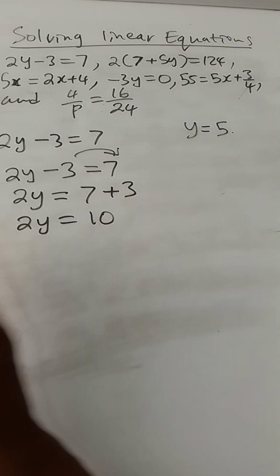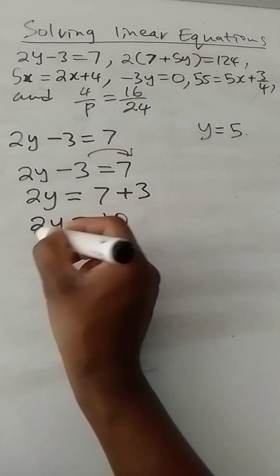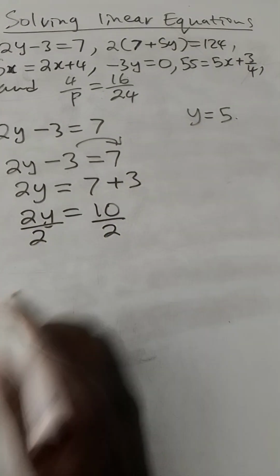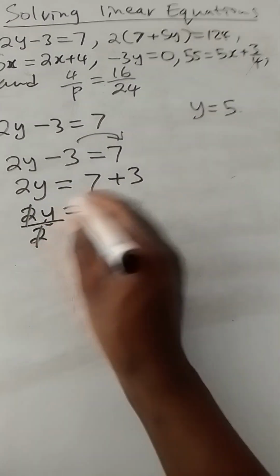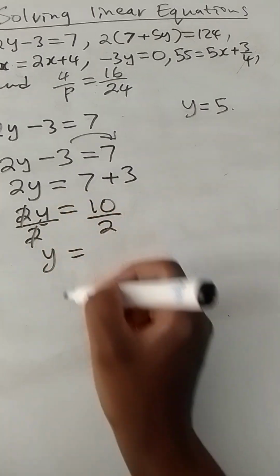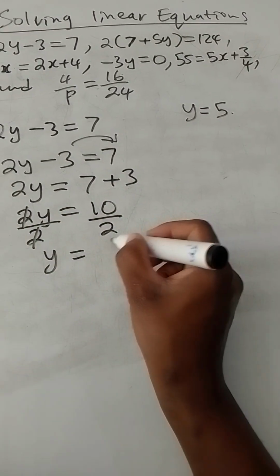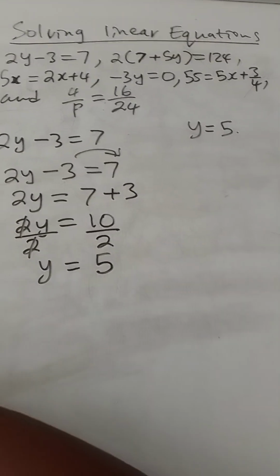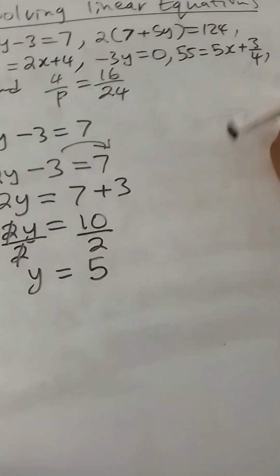So we have individual terms on either side now. So what do we do? The next step is to divide by the coefficient of the variable. The coefficient of the variable is 2 in this case. So the answer is 5, because 2 goes into 10 5 times. So indeed the solution is y equals 5.